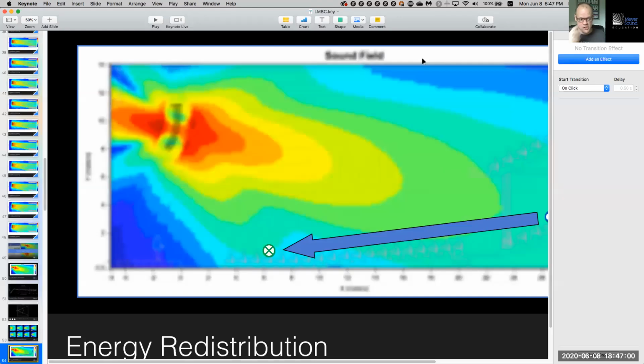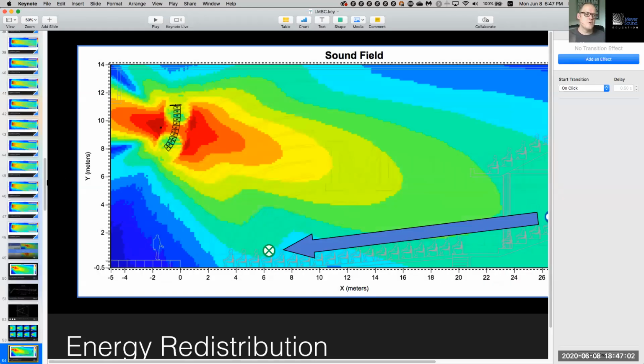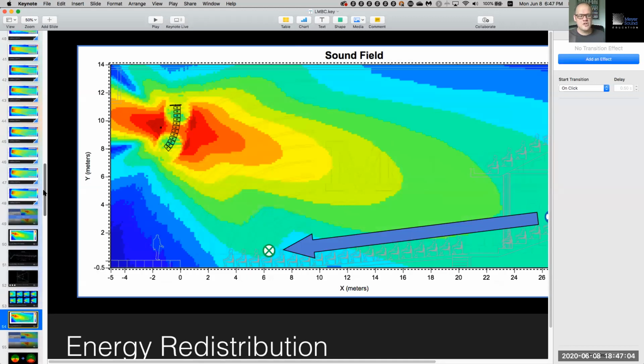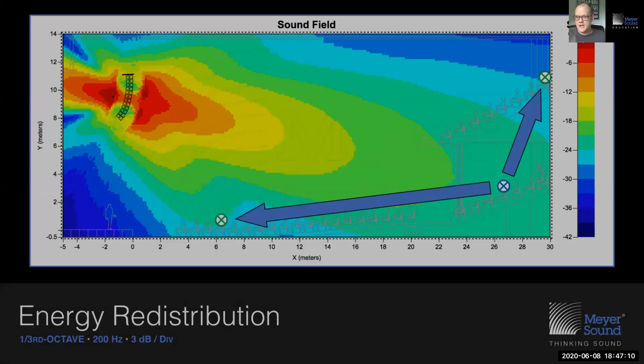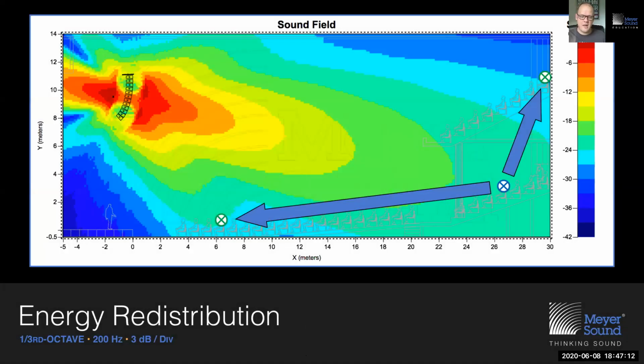Because we have too much, we see it in the section view, we see it in our measurements, we have too much underneath the balcony. We want to redistribute that to the start of our audience and on top of the balcony.